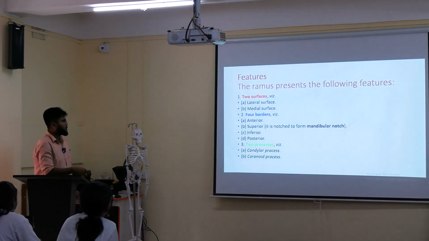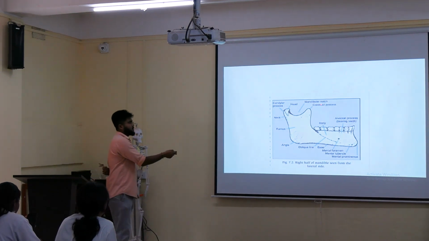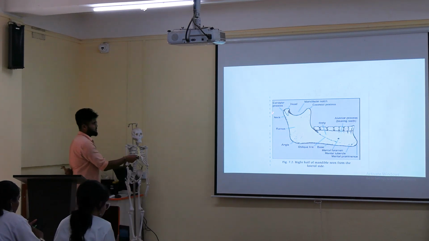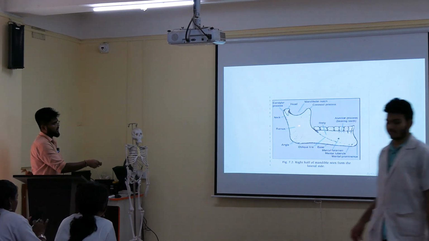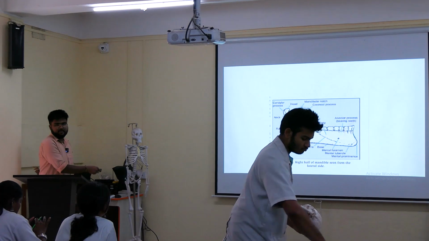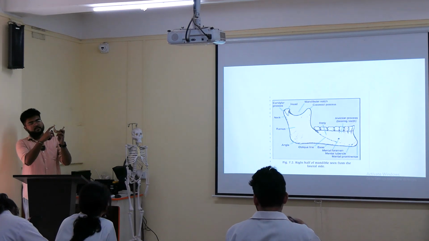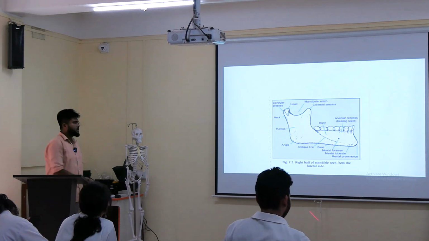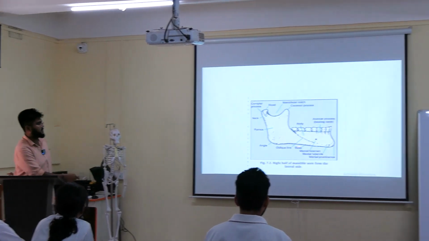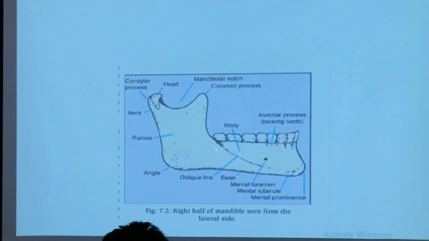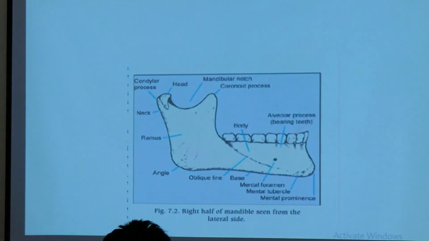See here, this is the coronoid process and this is the condylar process. The condylar process has a head and a constricted neck. And this is mainly the ramus of the mandible. This is the angle of the mandible. How is the angle of the mandible formed? By which two borders? Posterior and inferior borders together form your angle of the mandible, and this is the mental foramen. This is the base of the mandible. And this is the oblique line and this is the body, and this process is called the alveolar process, where your teeth are impacted.